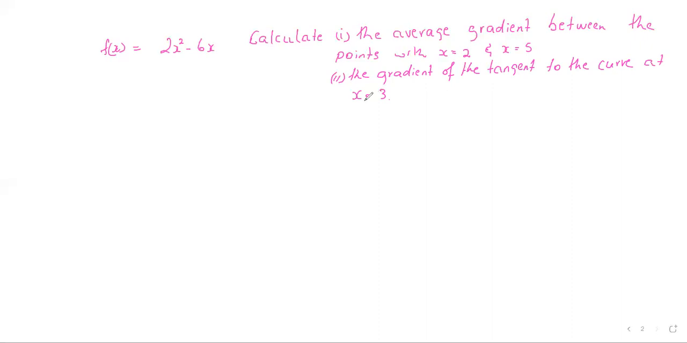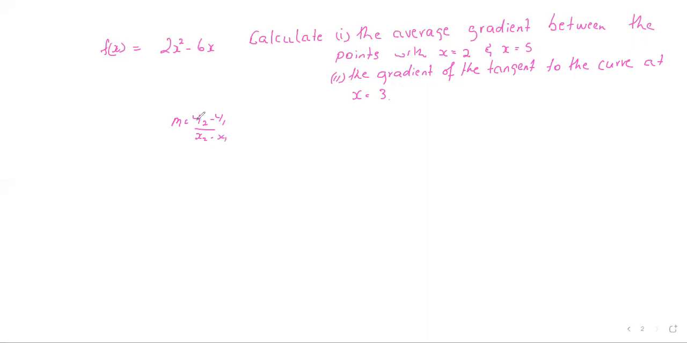Now, we are going to calculate for the slope, and the slope, the gradient, is given by y2 minus y1 over x2 minus x1.